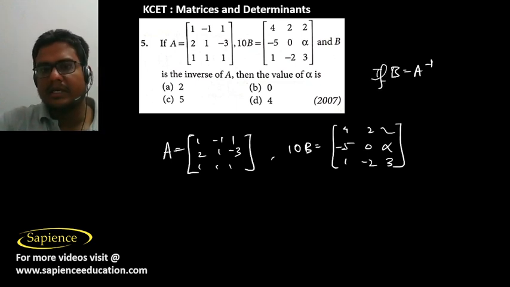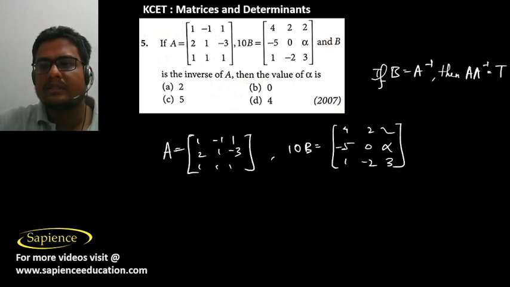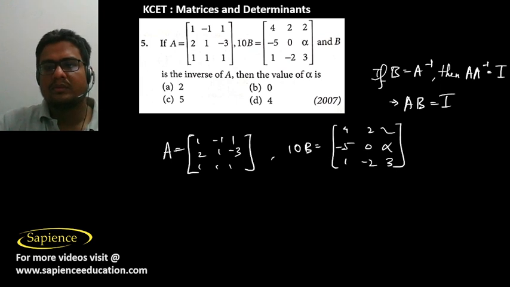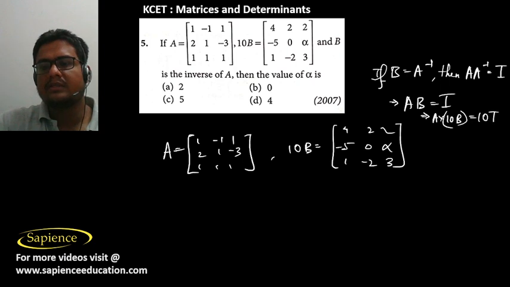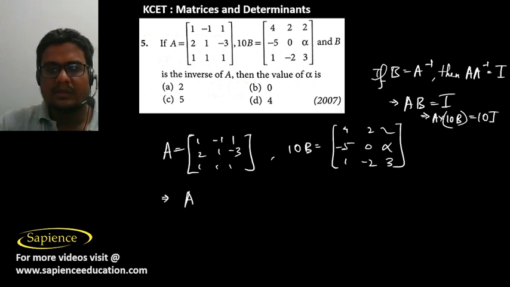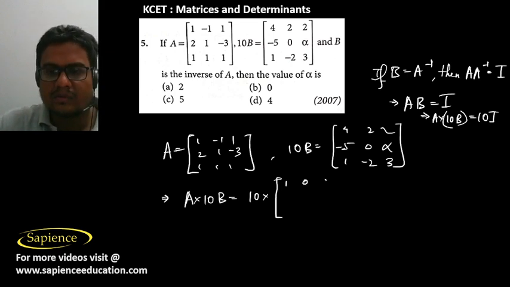So if B is A inverse, as given in the question, then we know that A into A inverse is equal to I. So it means that A into B should be equal to I. Now it means that A into 10B should be equal to 10 into I. So A into 10B is equal to 10 into the identity matrix of order 3, that is [1, 0, 0; 0, 1, 0; 0, 0, 1].